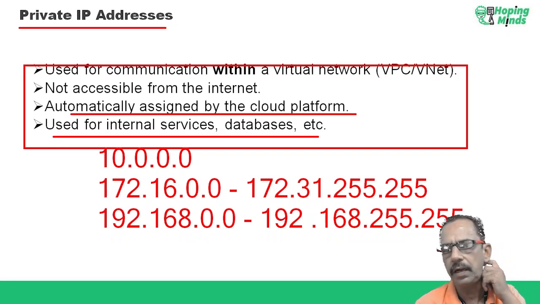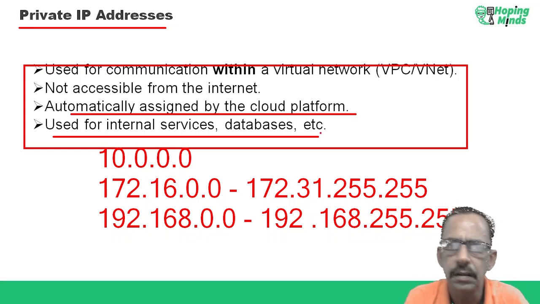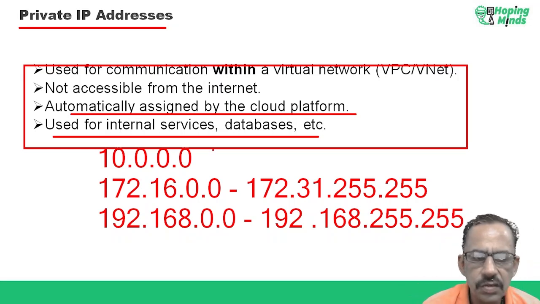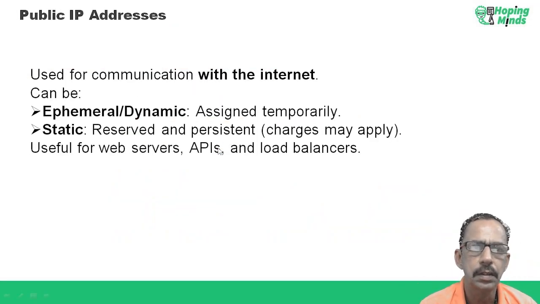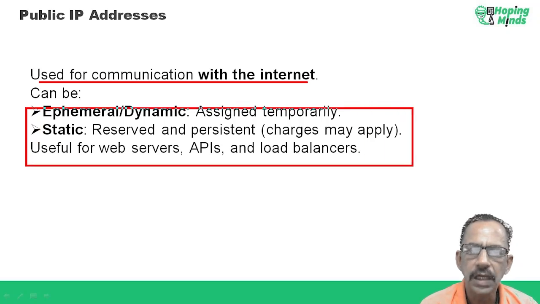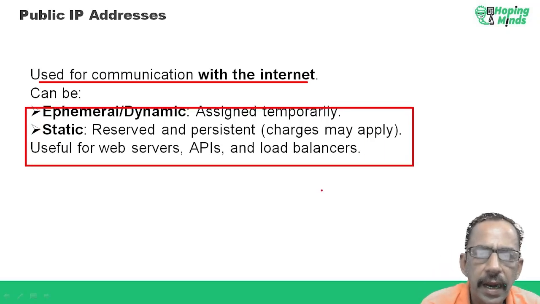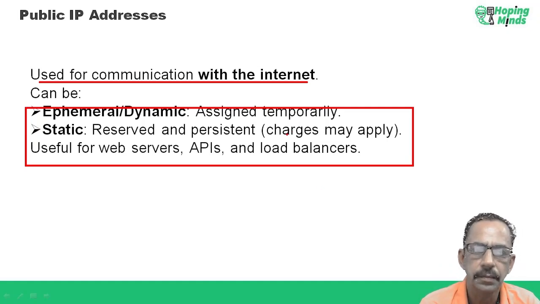So please, if you have any doubt, revise or update your IP addressing basics, where the private IP is used and where the public IP is used. Public IP is used for communication with the internet. It can be ephemeral or dynamic, assigned, temporary, or static, reserved and persistent. Charges may apply. Used for web server, API and load balancer.